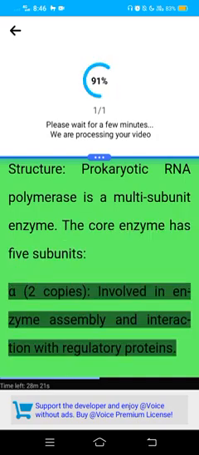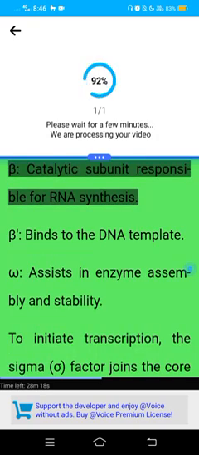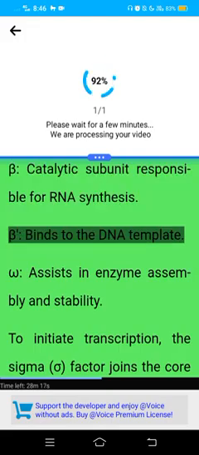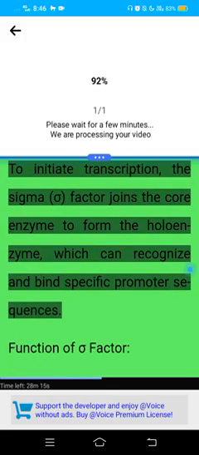Alpha, 2 copies, involved in enzyme assembly and interaction with regulatory proteins. Beta, the catalytic subunit responsible for RNA synthesis. Beta prime binds to the DNA template. Omega assists in enzyme assembly and stability.